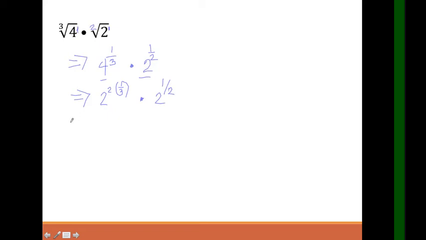Okay? And then, pwede na natin i-multiply itong si 2 kay 1/3. That's 2 and 2/3 times 2 and 1 half. Since pareho na silang 2, pwede na natin silang ipag-combine. So, meron tayong 2, 2/3 plus 1 half. Remember, kapag multiplication of radical expression, or multiplication of exponents in exponential form, nag-a-add tayo ng mga exponents.